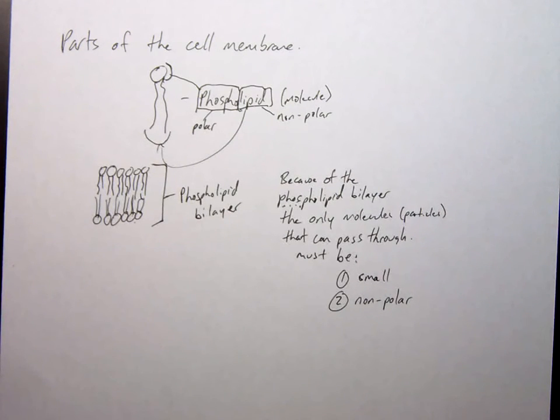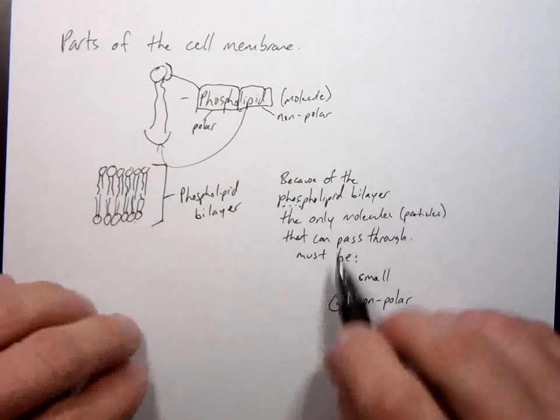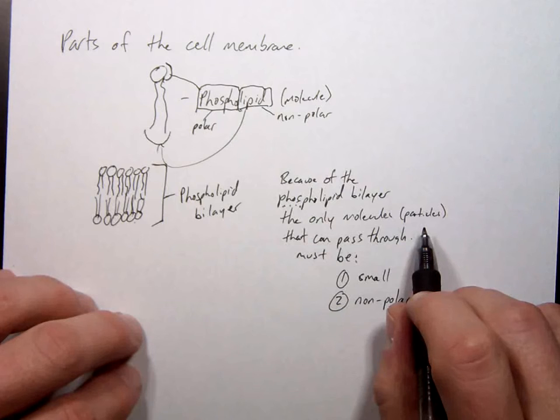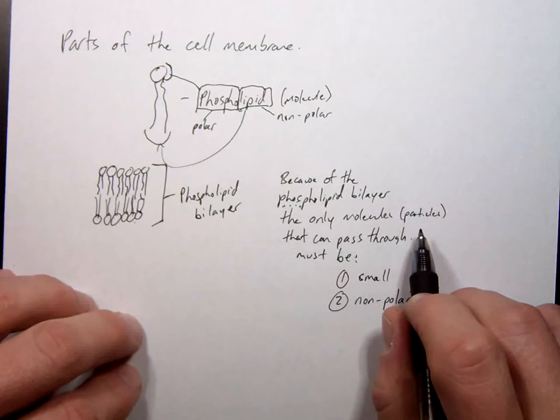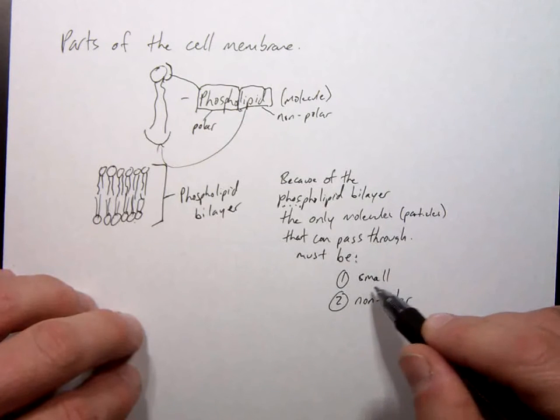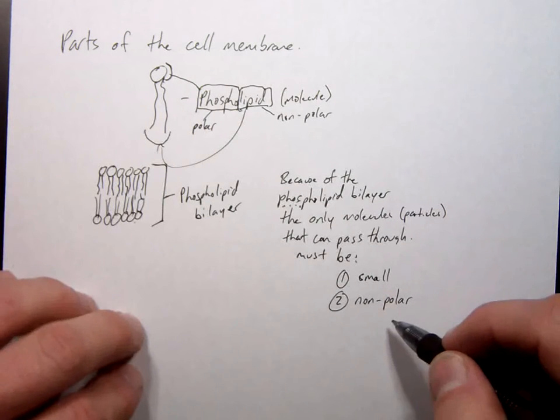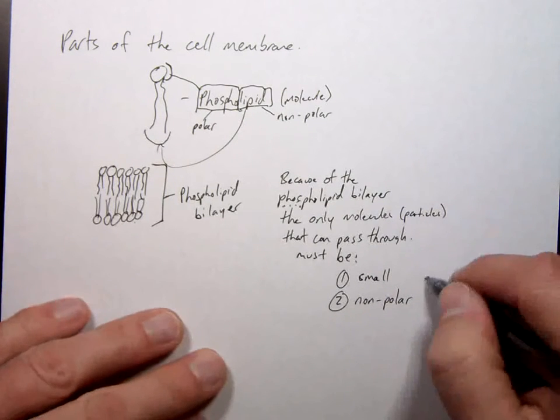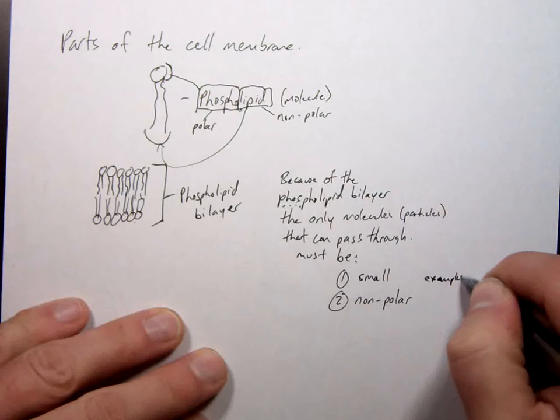Yes, Tanner. What's that say after the only? The only molecules, and I put particles because some of these are not molecules that are going to pass through. So you want us to put polar and particle? They must be small and they must be non-polar. Okay? Two good examples.